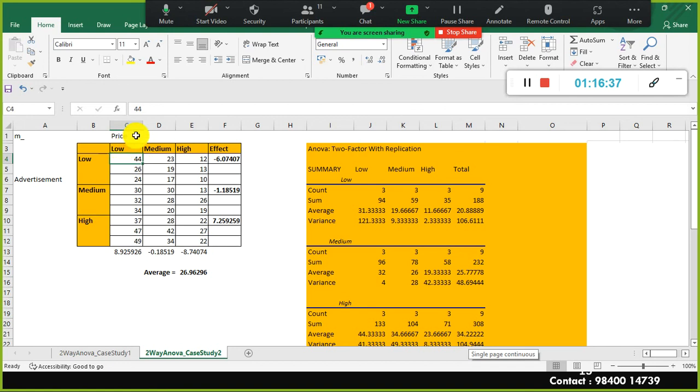We reduced the price, and then we gave low advertisement, and with low advertisement and low price, how much sales we made, and with low advertisement and medium price, how much we made, with low advertisement and high price, how much we made. And at three different points in time we have noted this sales performance. Since we have replicated more than once, we call it two-way Anova with replication. So two factors, but we have multiple records.